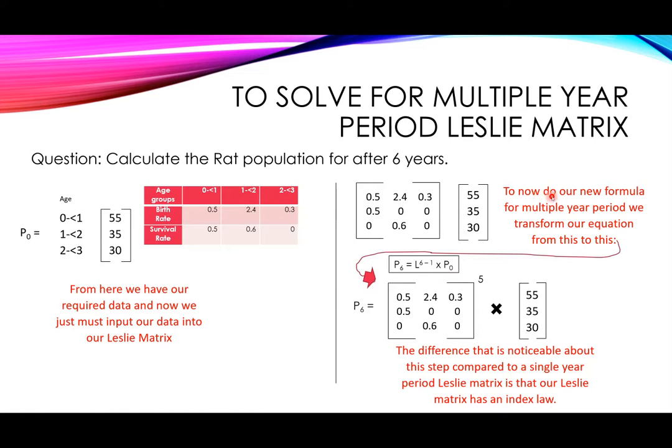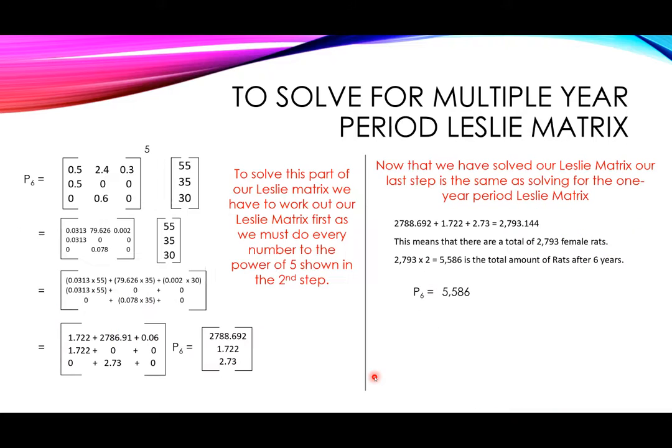Now, all we need to do is use our new formula for multiple year period, where we transfer our equation from this over here to this down here. So we've got our population after time period 6 equals Leslie to the power of 6 minus 1, which equals 5, times the initial population. So population after time period 6 equals our Leslie matrix to the power of 5 times initial population. And we can instantly see there is a difference here compared to the single year period Leslie matrix, and that is our index law of power of 5.